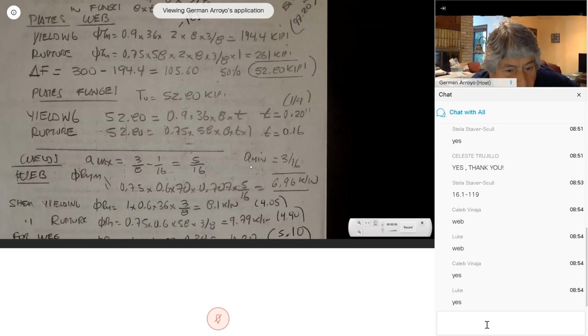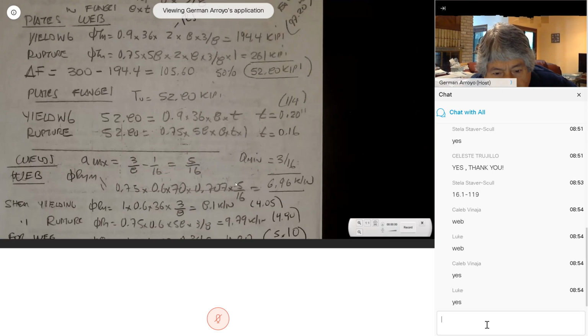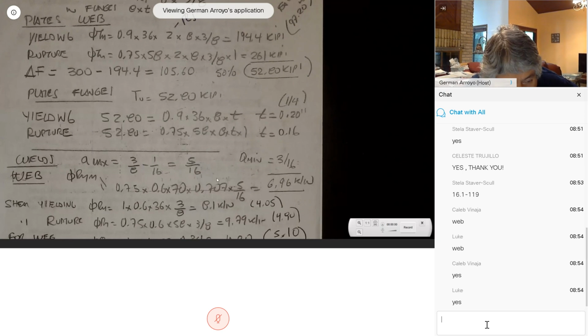So in this case, I decided to use the maximum. Look, the maximum of 5/16. I found the capacity of the weld by using the 5/16, the phi, 0.6 of the electrode, 0.707 of the size of the weld. So this letter A is the size of the weld. 6.96 kip per inch. Don't forget to check that computation against the table that I'm giving to you.